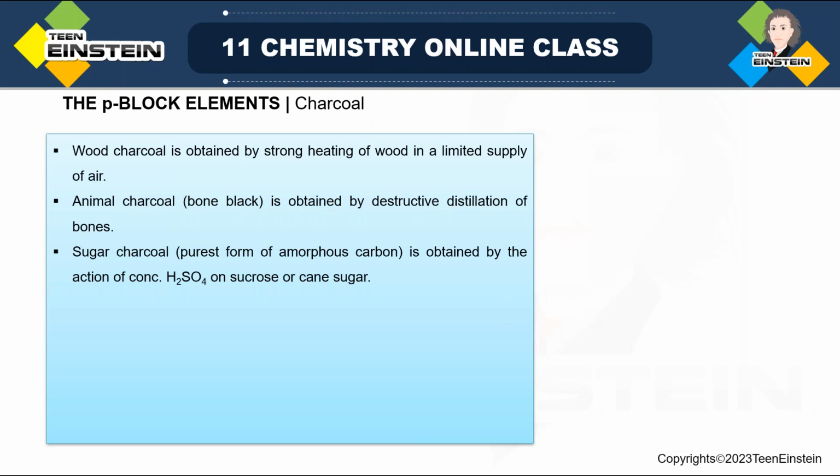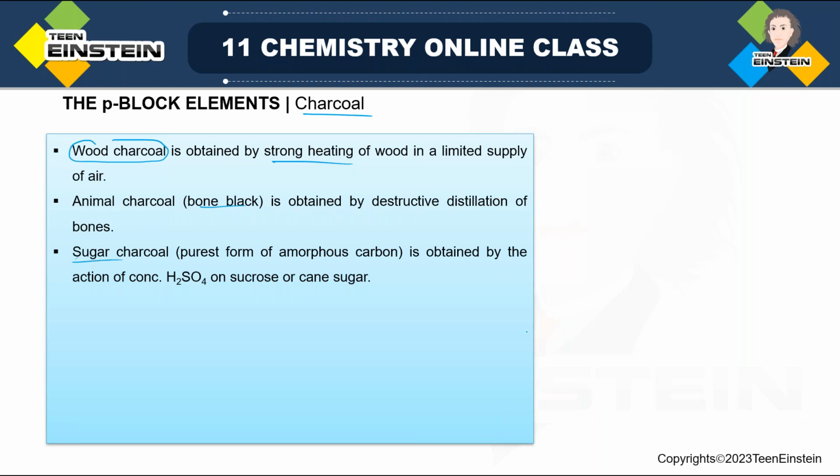In the previous slide, we have seen one crystalline allotrope, which is CNT, carbon nanotube, then coke and carbon black. Now charcoal, this is also under the amorphous category. There are basically different types of charcoal possible, and that depends on which source you are making it from. We call it wood charcoal if we are producing it from wood. So we are heating wood strongly, again in a limited supply of air. Then animal charcoal, which is also known as bone black, is obtained by destructive distillation of bones.